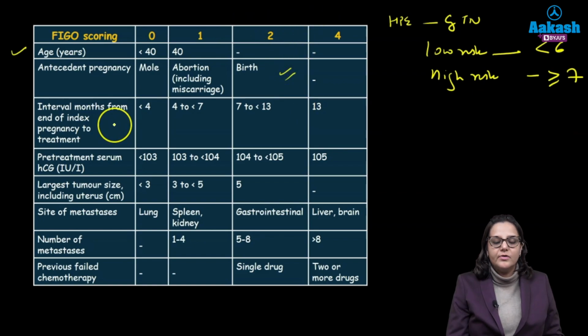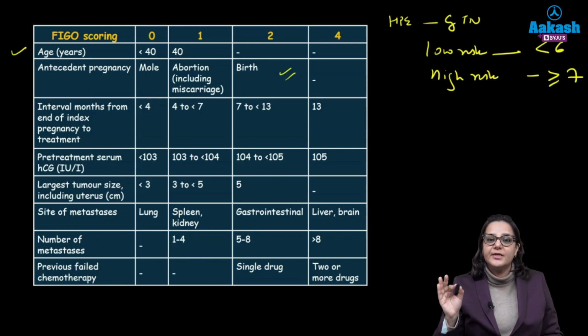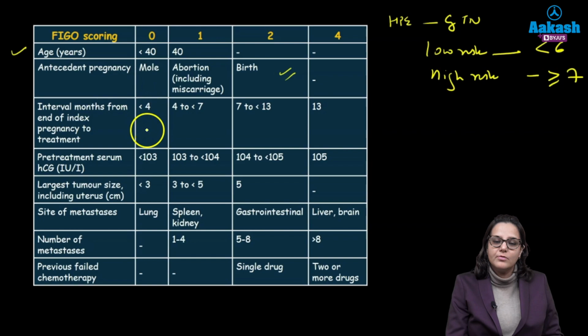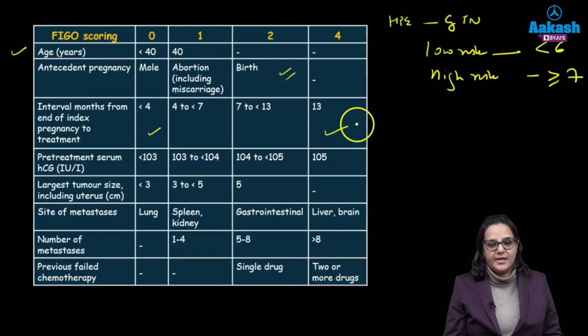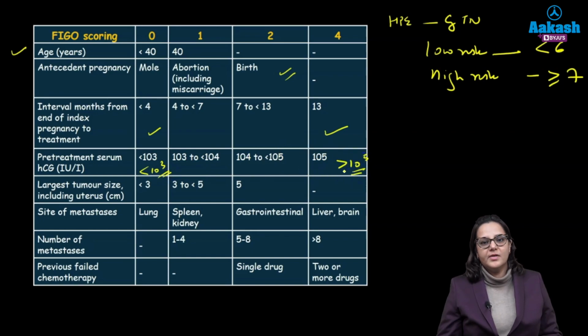Okay. Now, interval months from the end of the index pregnancy, whatever the pregnancy was, okay, molar pregnancy, abortion or live birth, from that point, what was the point when the GTN was detected? If it was less than 4 months, the risk is 0. But if it is more than 13 months, then the risk is very high. Okay. What is the pre-treatment serum beta HCG level? Okay. So, what was the beta HCG level before evacuation of the molar pregnancy? If it is less than 10 raised to power 3, it is low. But if it is more than 10 raised to power 5, then it is said to be high.